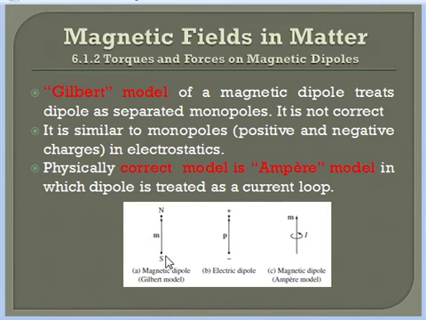If we divide a bar magnet into two pieces, we will get two different bar magnets. We are not getting a north and south pole in isolated form. We will never get a north or south pole in isolated form. And the physically correct model of the magnetic dipole moment is called the Ampere model. In the Ampere model, every magnetic dipole is treated as a current loop. So this is the current loop.